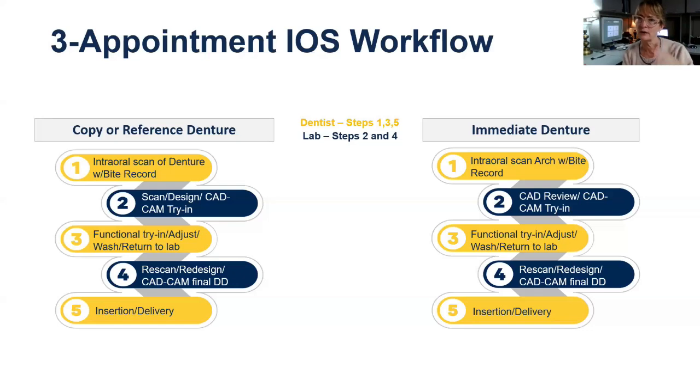So copy denture and reference denture would receive the printed functional try-in. You could use a traditional wax try-in also, if that's a workflow that you're interested in doing.